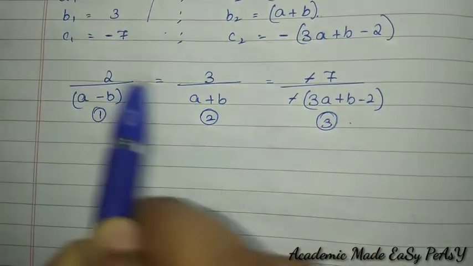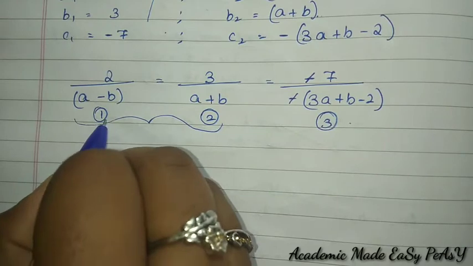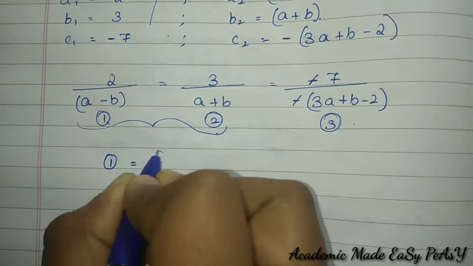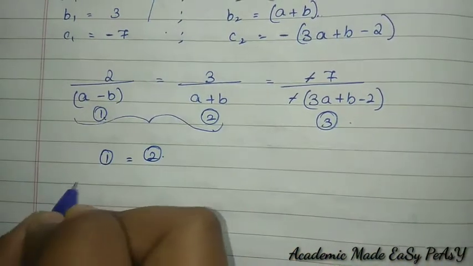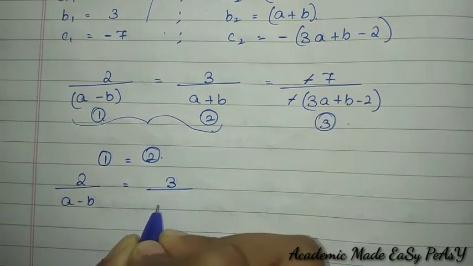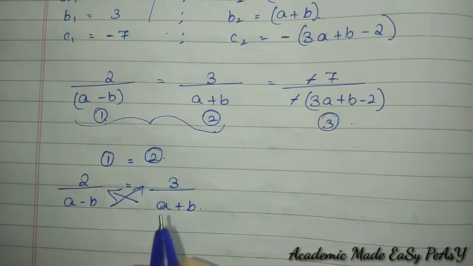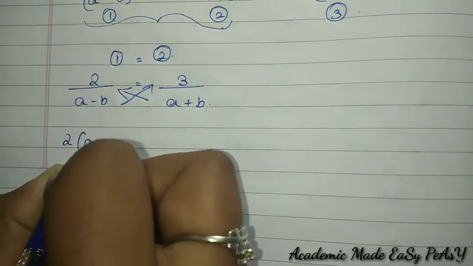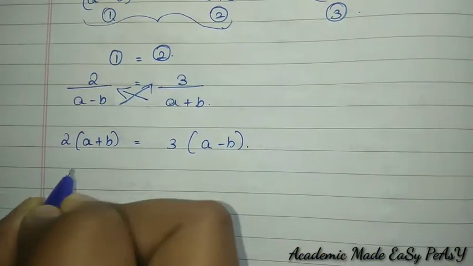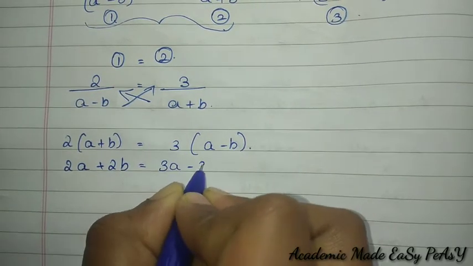So now I will be equating any of the two parts to get the values here. Let me equate equation 1 and 2. Let this be part 1 and part 2. So part 1 is equal to part 2. Let me write 2 divided by a minus b is equal to 3 divided by a plus b. Now I will start cross multiplying it. So 2 into a plus b is equal to 3 into a minus b. Now I will start simplifying. So 2a plus 2b is equal to 3a minus 3b.